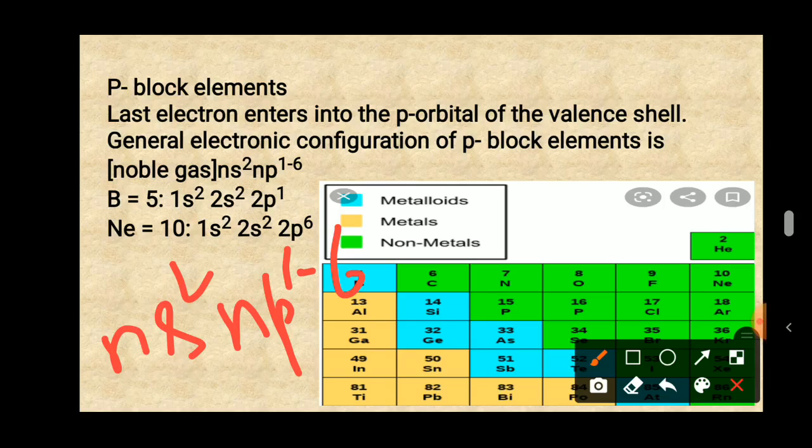The same concept applies from aluminum to argon: 3s2, 3p1 to 6. Gallium is 4s2, 4p1 to 6. Indium is 5s2, 5p1 to 6. Thallium is 6s2, 6p1 to 6, and like that it goes. So the general electronic configuration of p block elements is written as ns2 np1 to 6, or more clearly, noble gas ns2 np6.